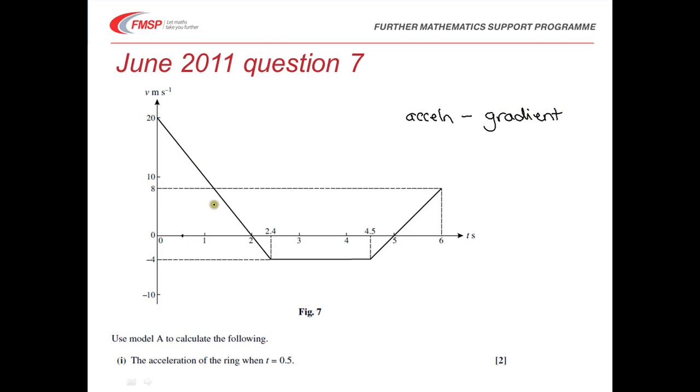Now that gradient is constant, so we can have a look at two convenient points where we can find the gradient, and I'm going to choose here and there because that makes it nice and easy to find the gradient. So we look at the change in y, that is 0 minus 20, and the change in x, 2 minus 0. So we get minus 20 over 2, which is minus 10. In other words, it is decelerating. So that's 2 marks.